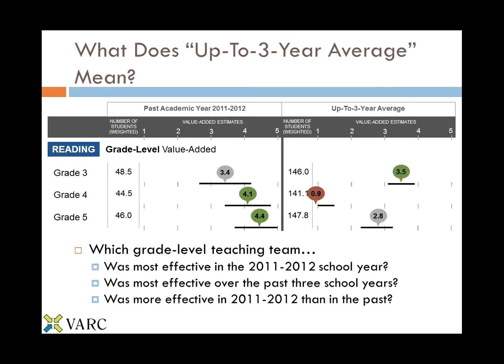Which grade level teaching team was most effective over the past 3 school years? 3rd grade, right. So when we look over at that 3-year average, this is having more data from multiple cohorts of kids going through. That 3rd grade teaching team, that's our green one. We got a 3.5 green. We have statistically significant results here, so we are statistically sure that this grade level teaching team is having above average growth of their kids due to something that they are doing.